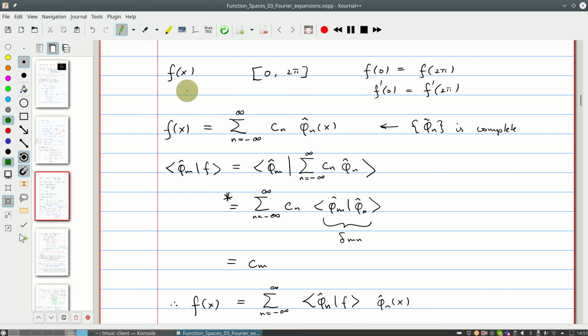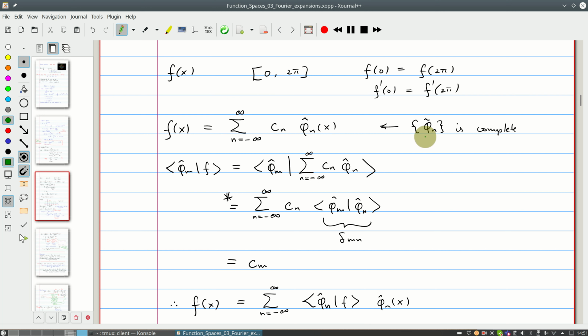Alright, so now let's take a function f of x, defined in the same interval, so it's periodic in the same interval. So f of 0 is equal to f of 2 pi, and its derivative is also periodic in this interval. Then what we know is that f of x can be written as a linear combination of those eigenfunctions, because those eigenfunctions are eigenfunctions of a Hermitian operator in this interval with these boundary conditions.